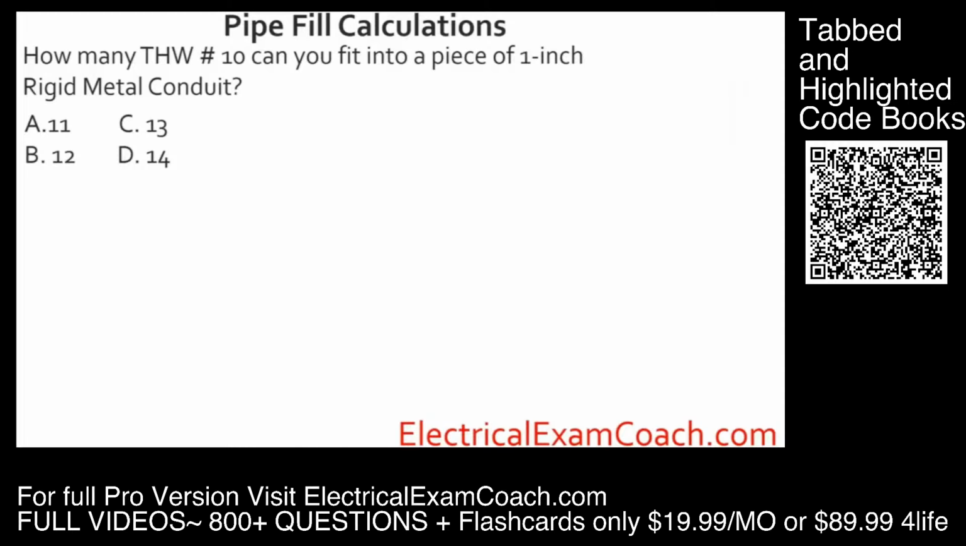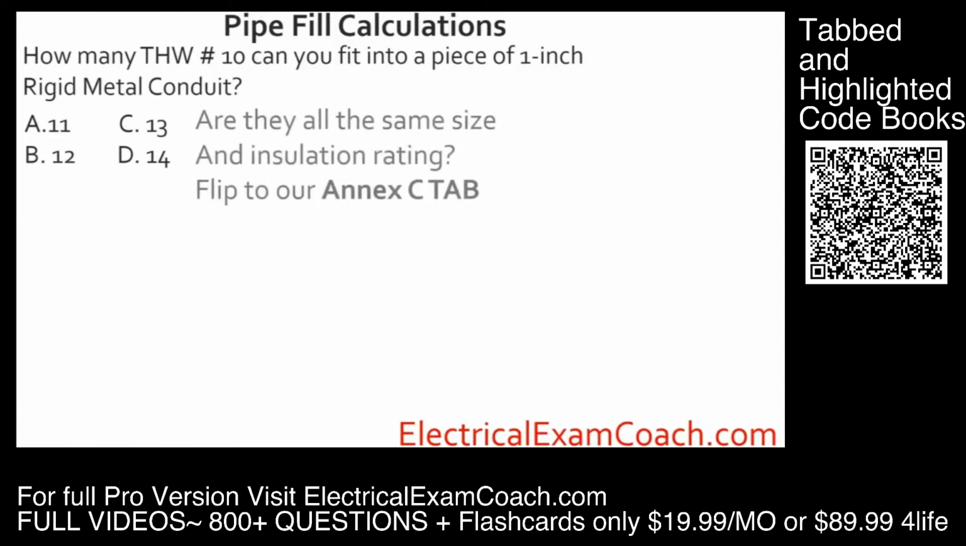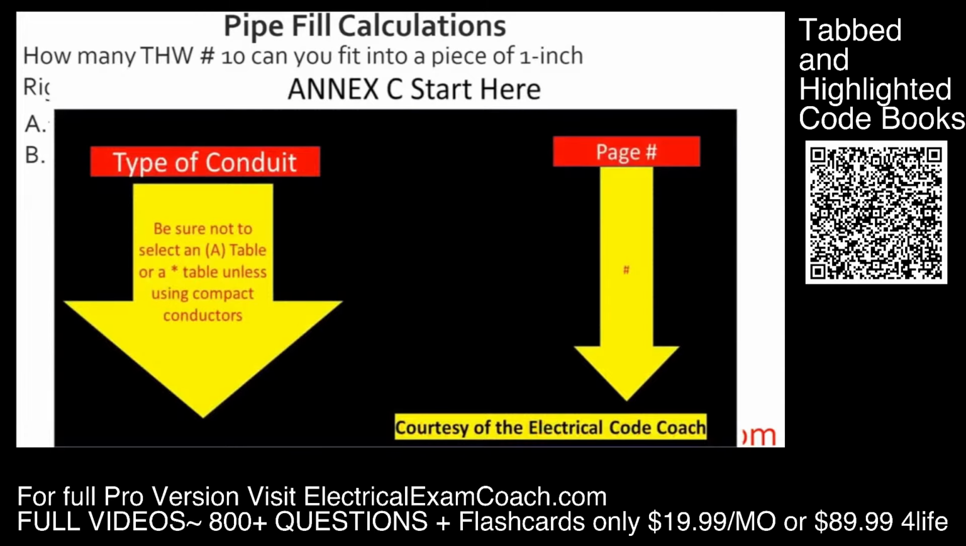How many THW number 10 can you fit inside of a piece of 1 inch rigid metal conduit? The first question we ask ourselves is, are they all of the same size and insulation rating? They are, so we're going to head to Annex C using our Annex C tab. When we get to the Annex C Start Here page, we're going to start on the left-hand side until we find our type of conduit, which was rigid metal conduit.